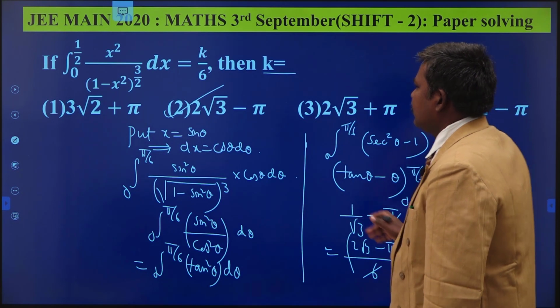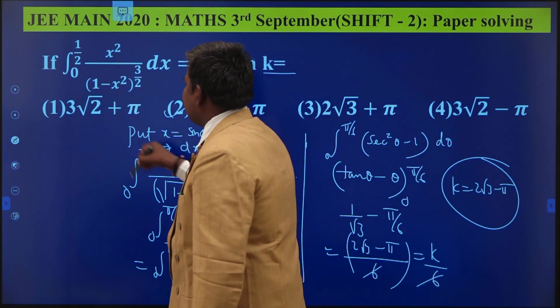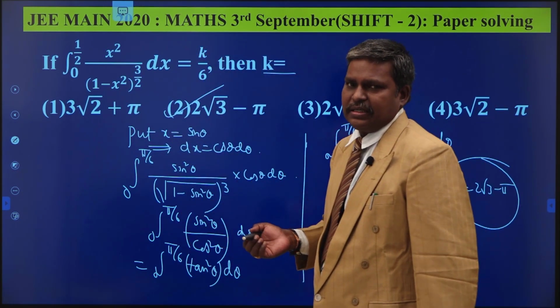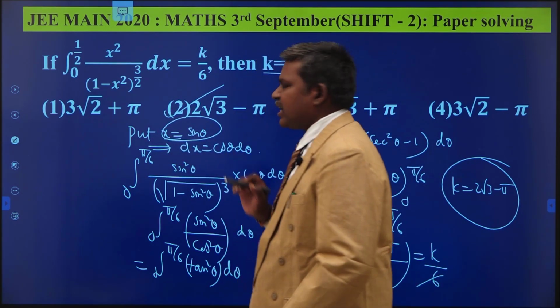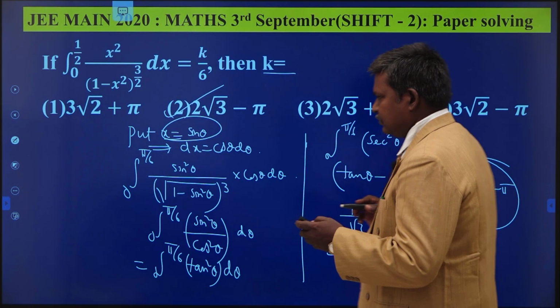Very simple question. So suppose 1 plus x square is there, you have to take x equal to tan theta. For 1 minus x square, you may take x is equal to sin theta or cos theta.